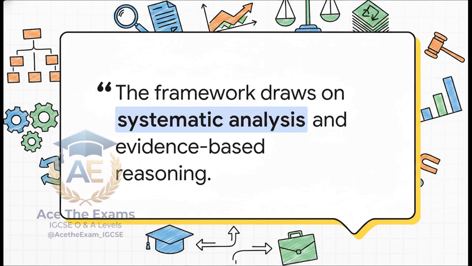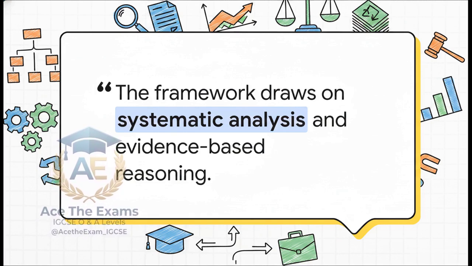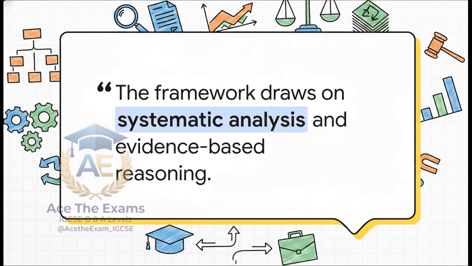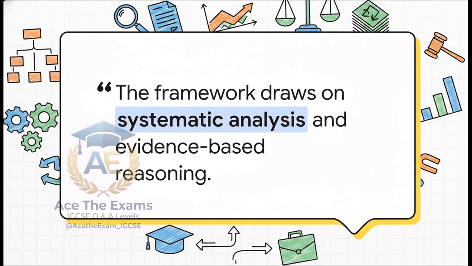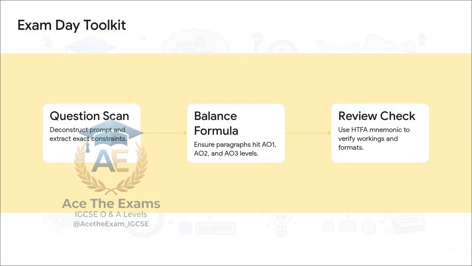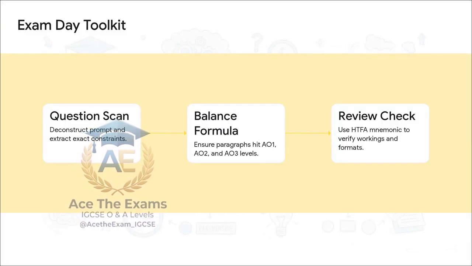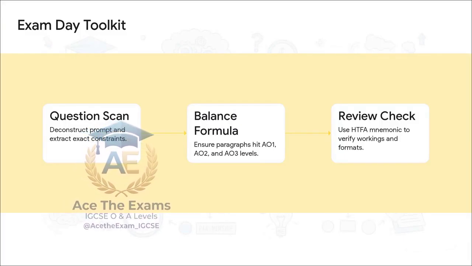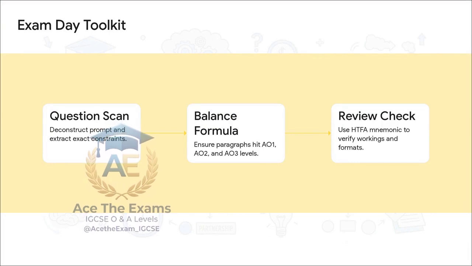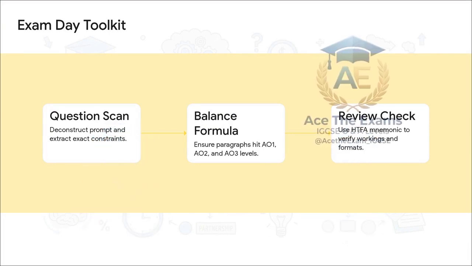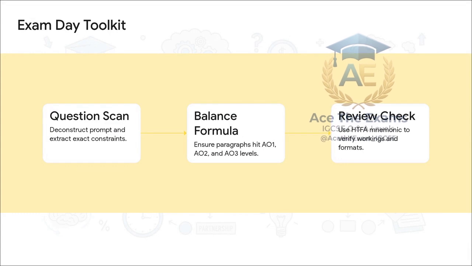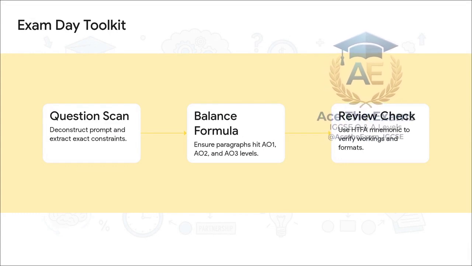If you approach paper 2 with this exact mindset, you completely stop being a student who is just guessing at answers, and you transform into an analyst presenting a rock-solid case. So let's summarize this entire explainer into your ultimate practical toolkit for exam day. We have 3 memorable core pillars. Pillar 1, the 3-step question scan. Deconstruct the prompt, highlight the specific command word, and extract the exact contextual constraints.